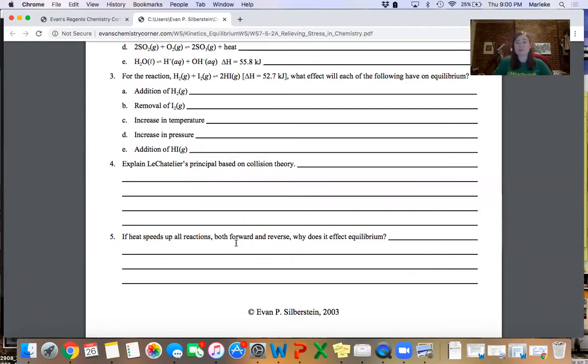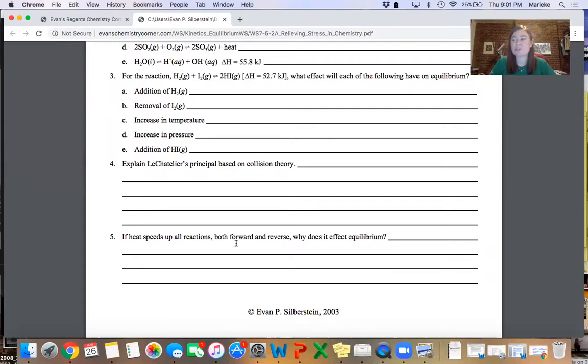And then looking at question 5, if heat speeds up all reactions, both forward and reverse, which it does, we talked about that when we talked about reaction rates, why does it affect equilibrium? The idea here is that heat speeds up the forward and the reverse reaction, but it doesn't speed them up the same amount. Whichever reaction is endothermic needs heat to happen. It needs more heat to happen than the exothermic reaction. And so the endothermic reaction gets sped up more when you increase the temperature. It's affected more.